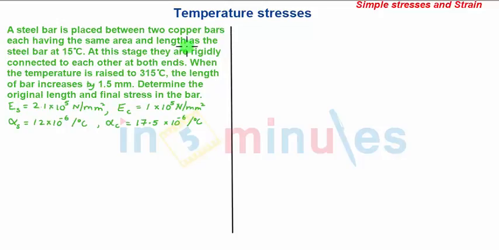Our problem statement is: a steel bar is placed between two copper bars, each having the same area and length as the steel bar at 15 degrees centigrade. At this stage, they are rigidly connected to each other at both ends. When the temperature is raised to 315 degrees centigrade, the length of the bar increases by 1.5 mm. Determine the original length and final stress in the bar.